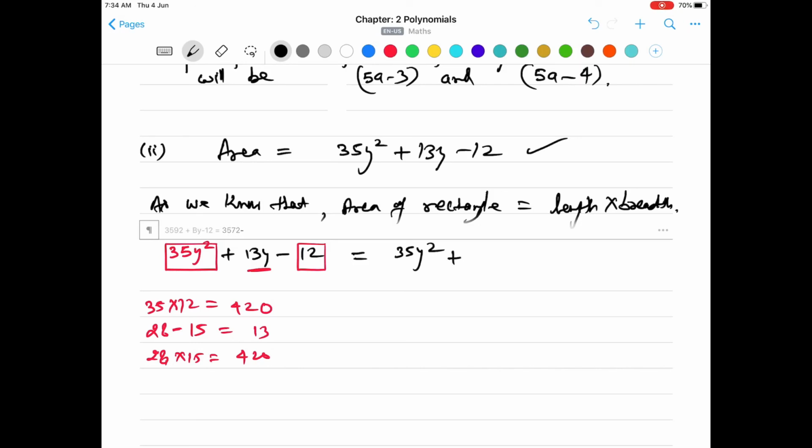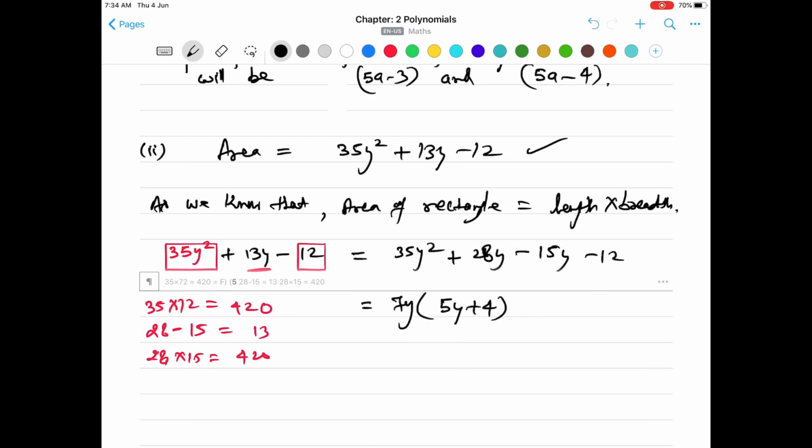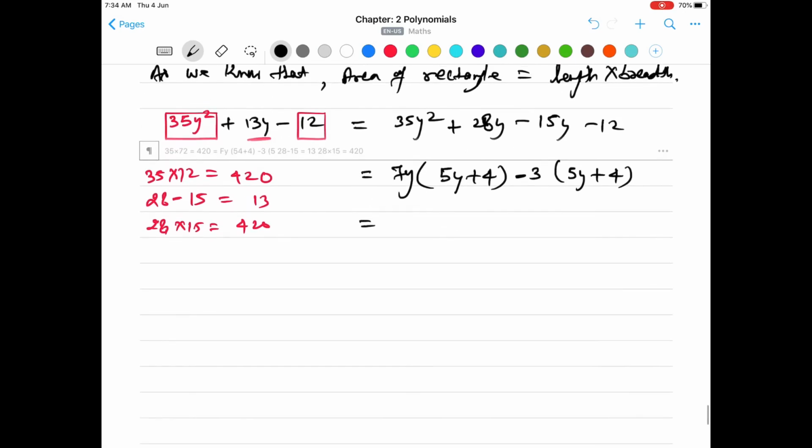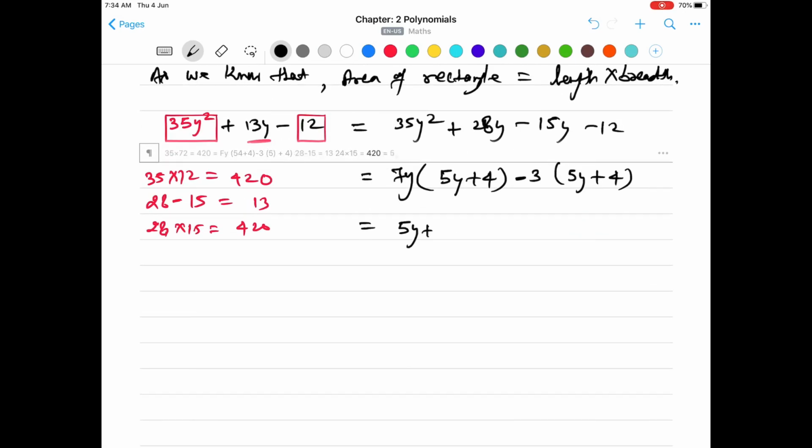Okay, so we can write this as 35y square plus 28y minus 15y minus 12. Now we'll take 7y common. After taking 7y common, we'll remain with 5y plus 4. From here we'll take minus 3 common, so we'll remain with 5y plus 4. Now we'll take 5y plus 4 common, so we'll remain with 7y minus 3.